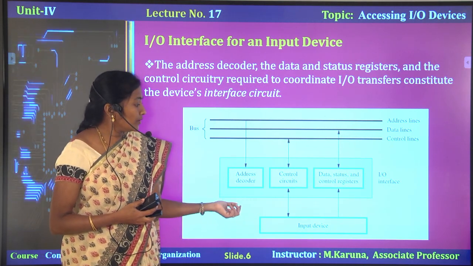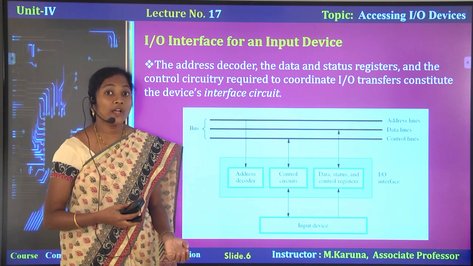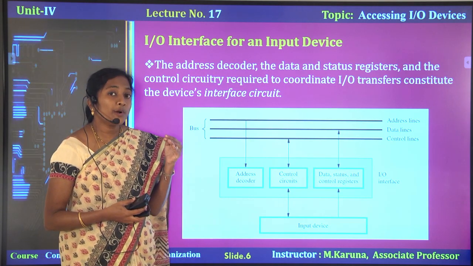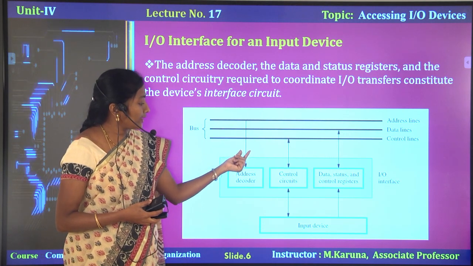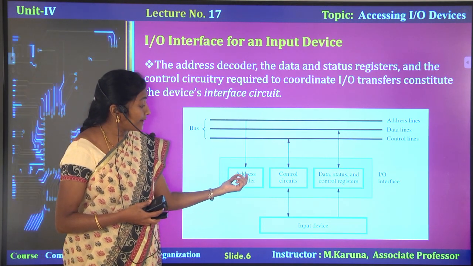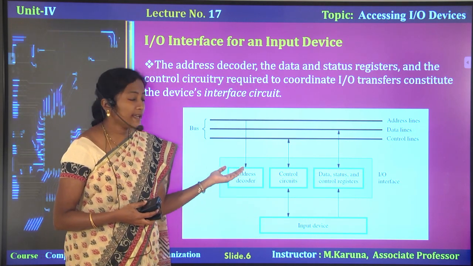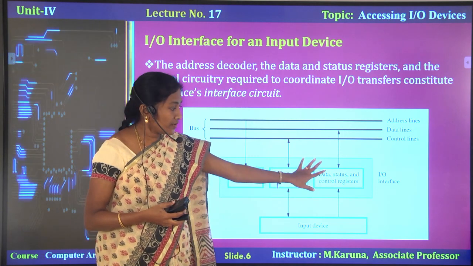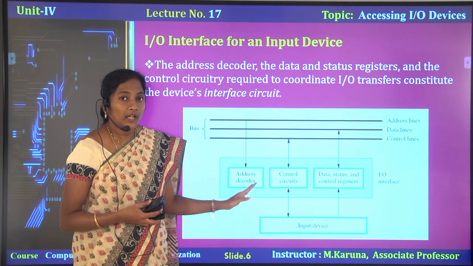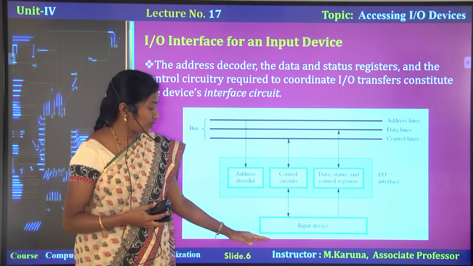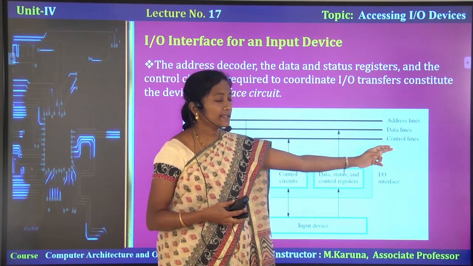Each and every input device or output device is assigned some unique address. Whenever the processor places that address on the address bus, the address decoder selects the required input device corresponding to that address. Likewise, this IO interfacing circuit is used to coordinate the operations or activities between the input device and the bus. I told you the bus consists of address lines, data lines, and control lines.